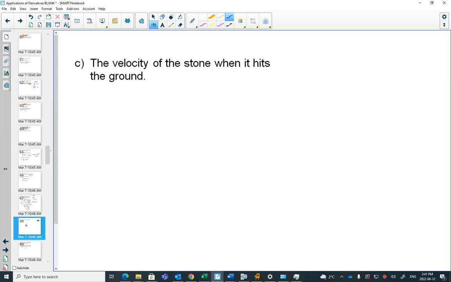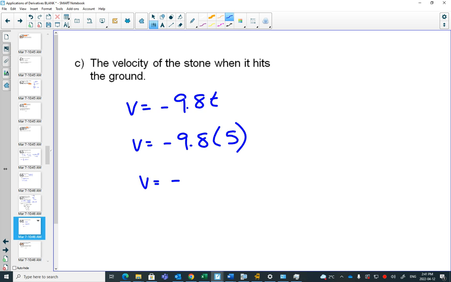So it takes 5 seconds. We've got our formula for velocity. Velocity was negative 9.8t in this situation. We plug in 5 seconds, and our velocity is negative 49. Is that right? Meters per second. Okay?